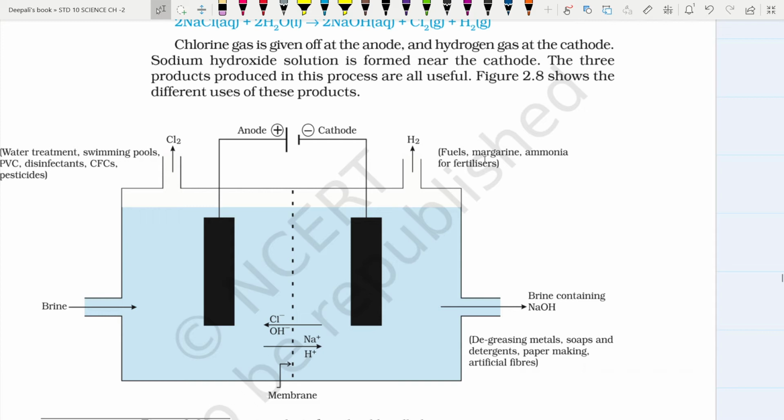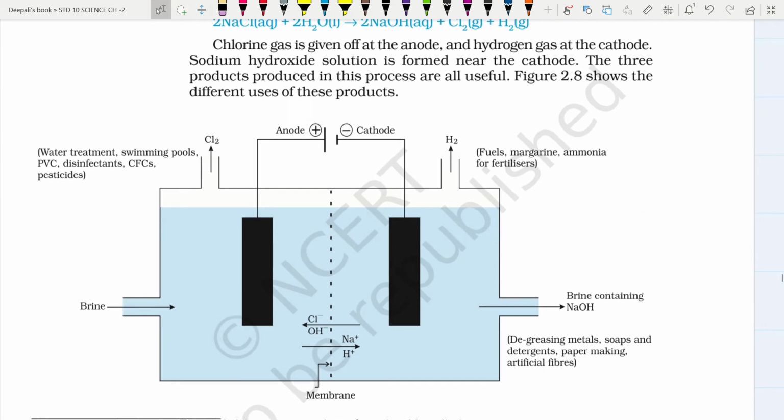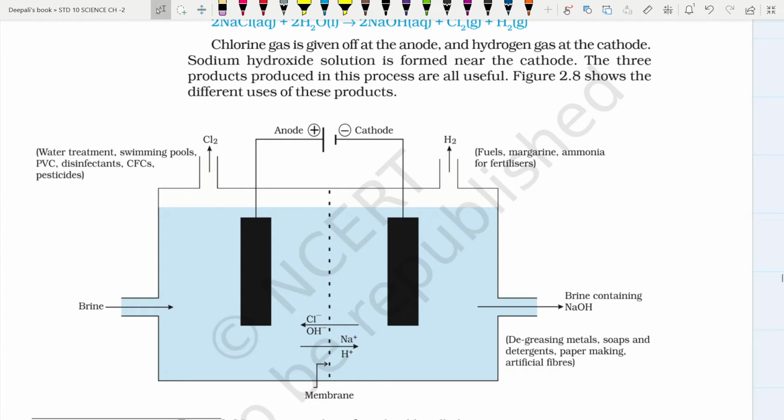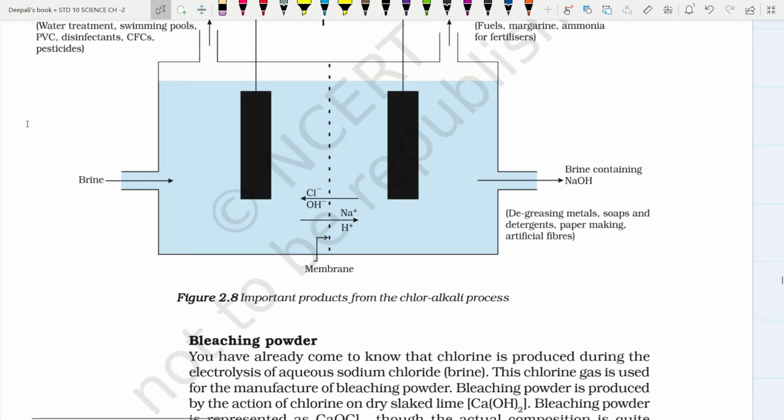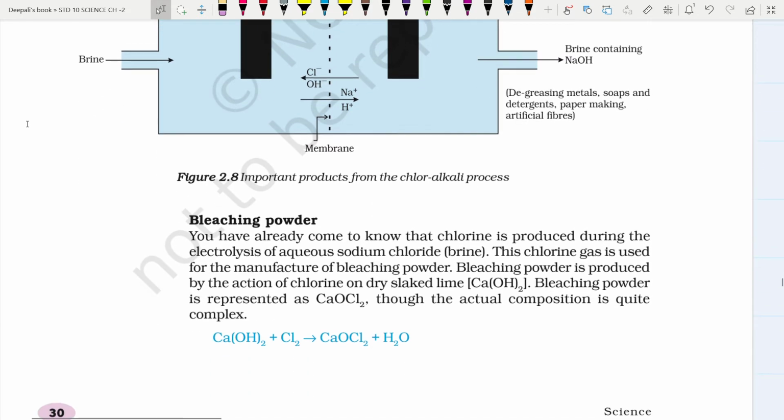as fuel, for making margarines, ammonia for fertilizers, etc. The NaOH, which is liberated in the form of brine, is used for degreasing metals, soaps and detergents, paper and making artificial fibers. And here the Cl2 gas is used for water treatment, swimming pools, PVC, disinfectants, CFCs, that is chlorofluorocarbons, and pesticides. So this is a very useful, important chlor-alkali process.